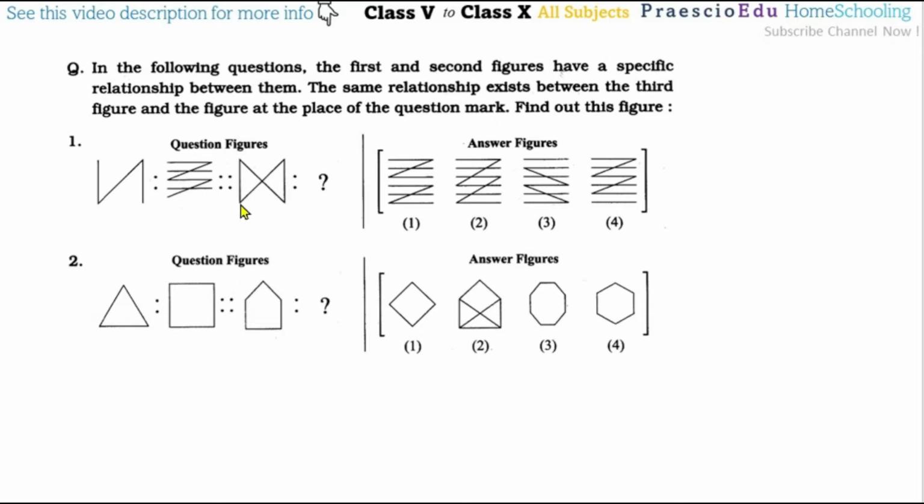In the following questions, the first and the second figure have a specific relationship between them. The same relationship exists between the third and the fourth figure. To replace the question mark in the fourth place, we have to choose the correct option figure from the answer figures. So question number one is there.